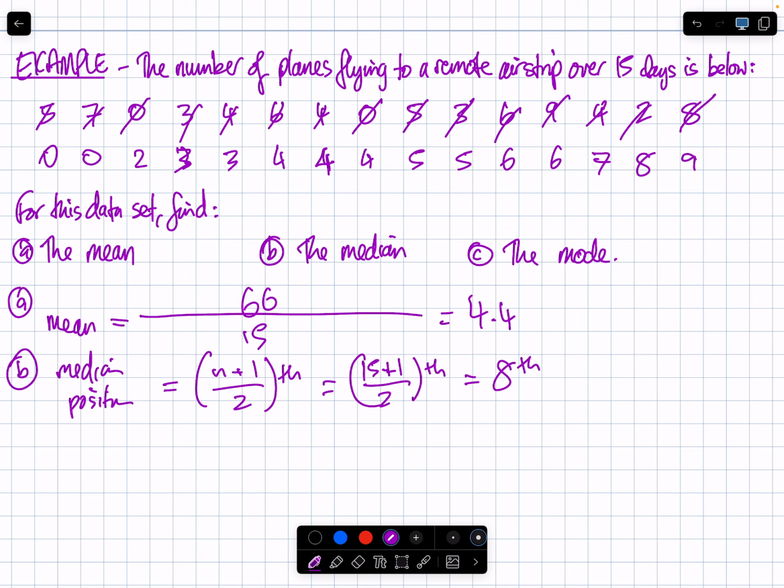I'll know if I counted it wrong. So now, is the 8th number meaningful now, because I've written it in order? 1, 2, 3, 4, 5, 6, 7, 8. So 4, therefore median equals 4.